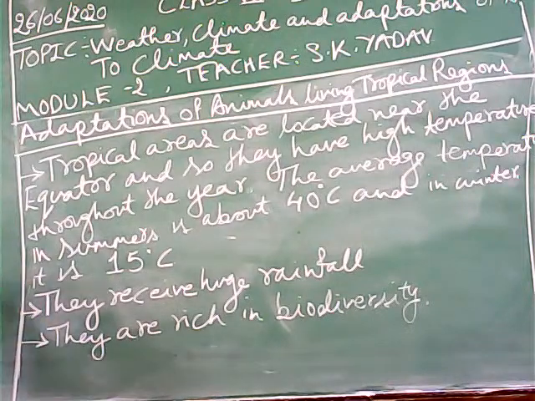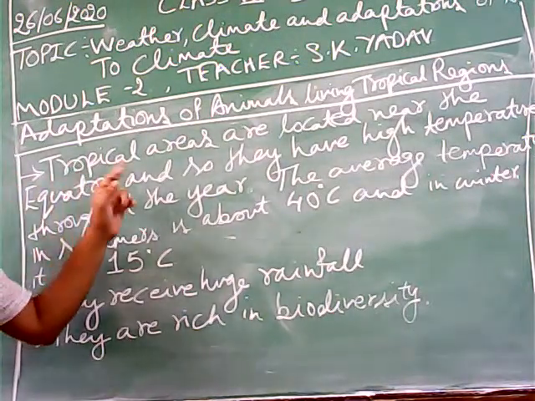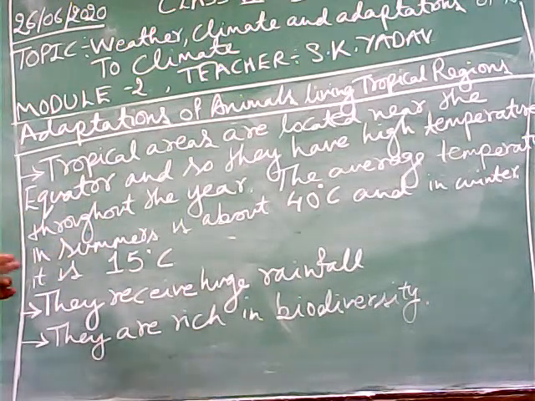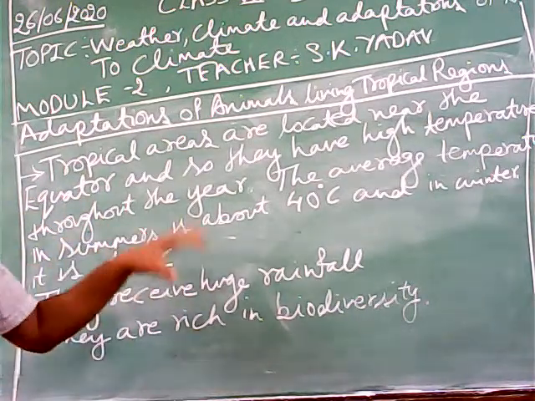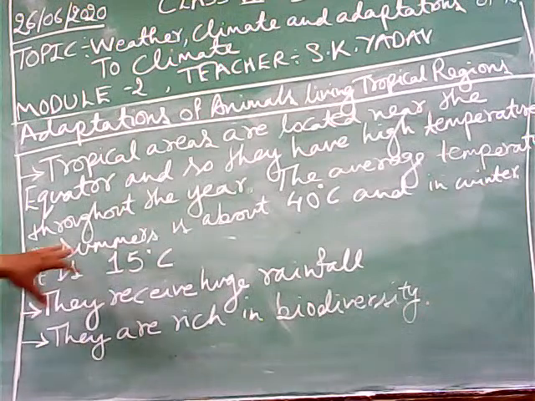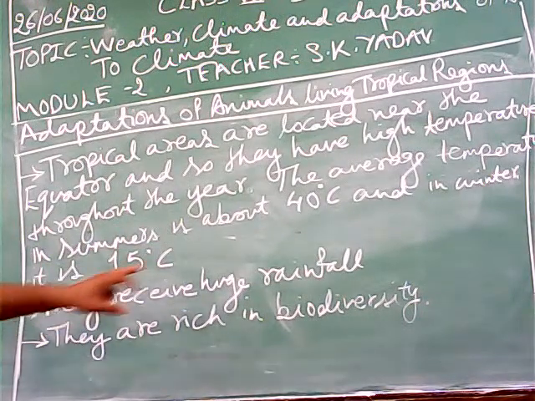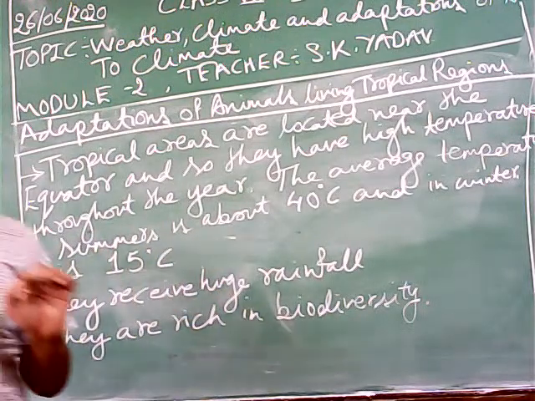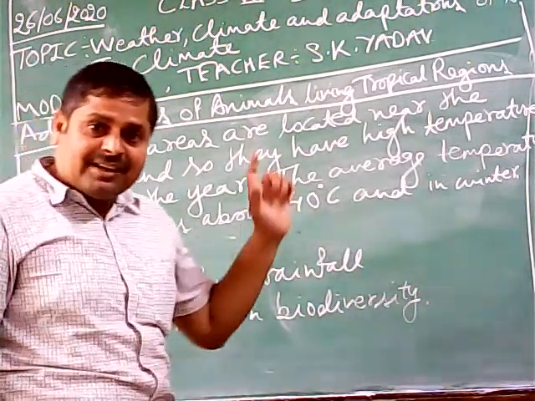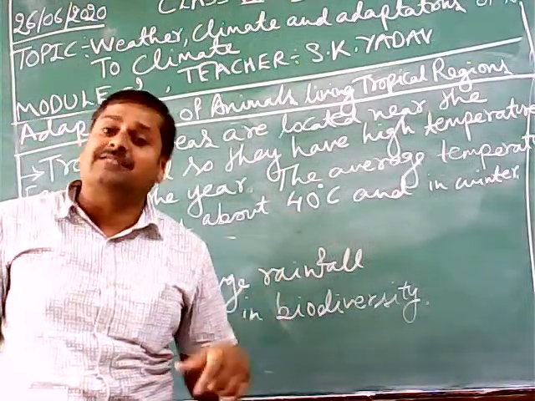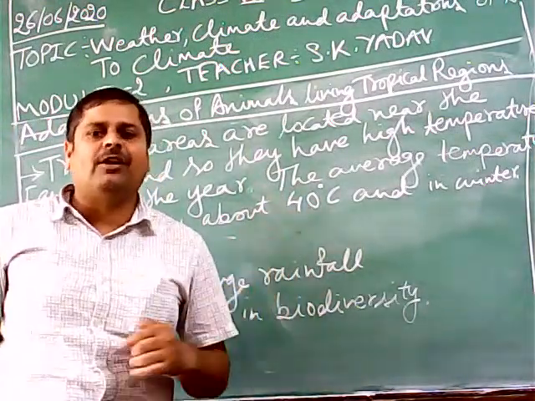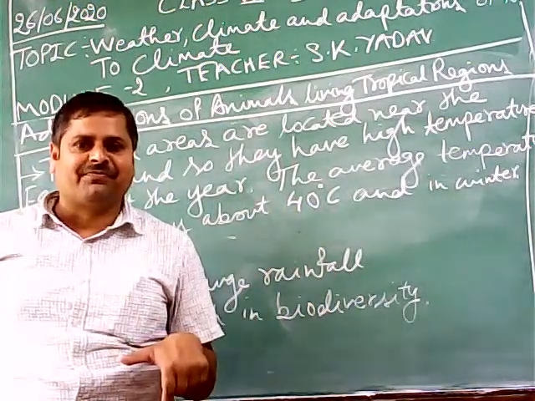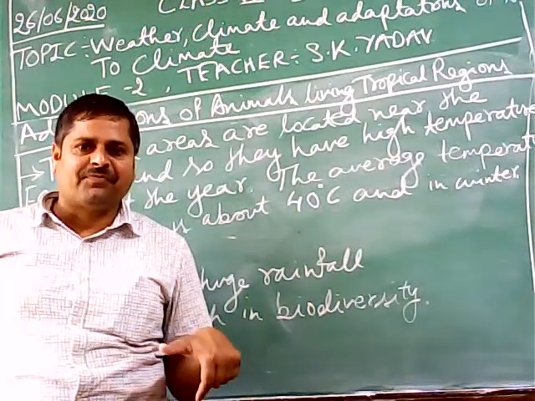Please note down the characteristics of these tropical areas. Tropical areas are located near the equator, and so they have high temperature throughout the year. The average temperature in summer is about 40 degrees Celsius, and in winter it is 15 degrees Celsius. They receive huge rainfall. They are rich in biodiversity. Now, one thing I want to ask you: if the temperature for most of the part of the year is high and they receive huge rainfall, what type of climate would you suggest for this region? Can you guess?